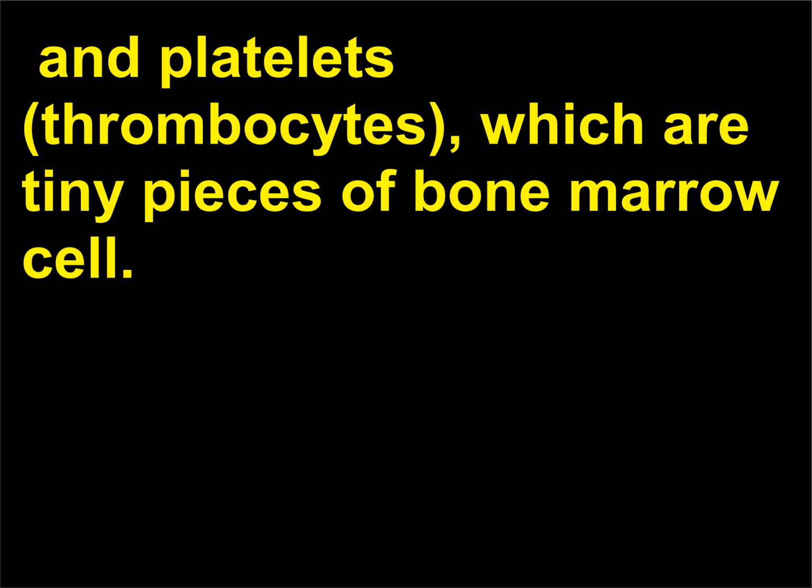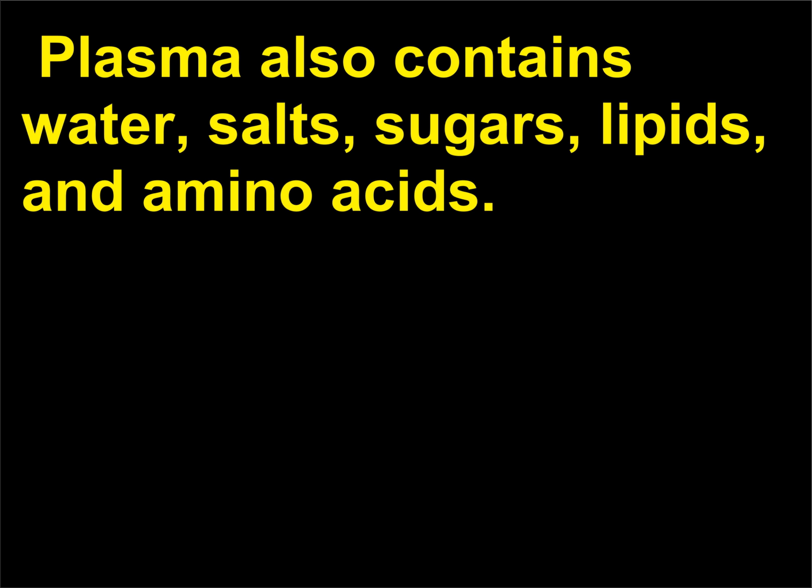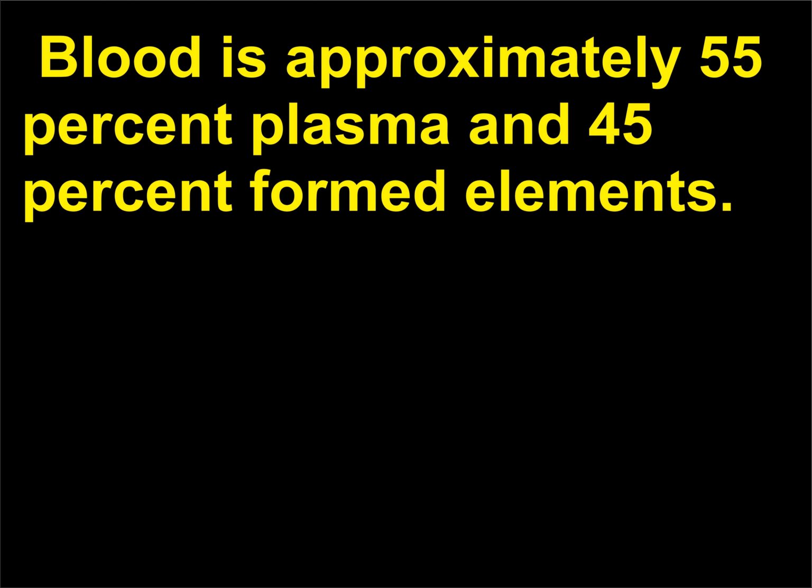and platelets, thrombocytes, which are tiny pieces of bone marrow cell. Plasma also contains water, salts, sugars, lipids, and amino acids. Blood is approximately 55% plasma and 45% formed elements.